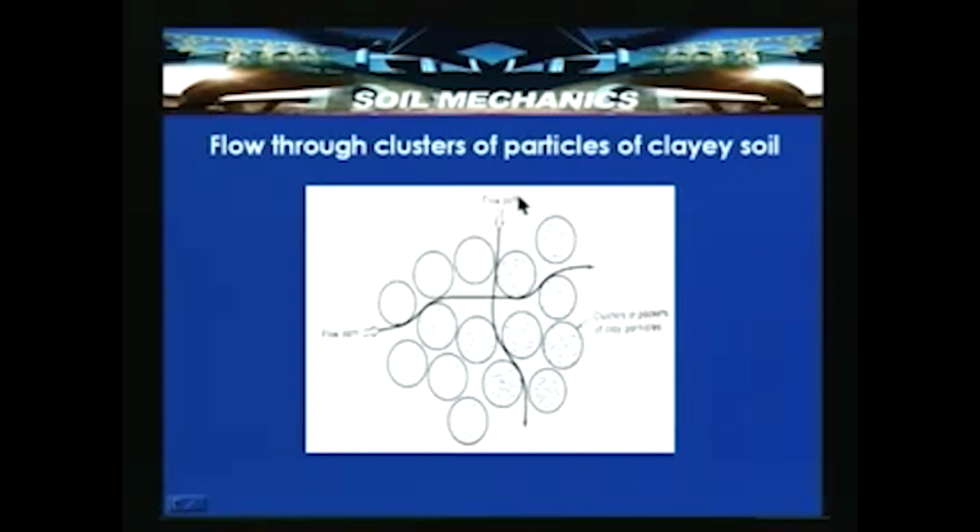Here, flow through the clusters of the particles of clayey soil is shown. Because of this particular region, you can have a flow path like this and like this. These are the clusters or packets of clay particles. Because of this, the soil with flocculent structure exhibits isotropic conditions; the permeability will be the same in all directions. In case of dispersed structure, it exhibits anisotropic conditions, and the permeability of soil is severely affected by the type of the structure.